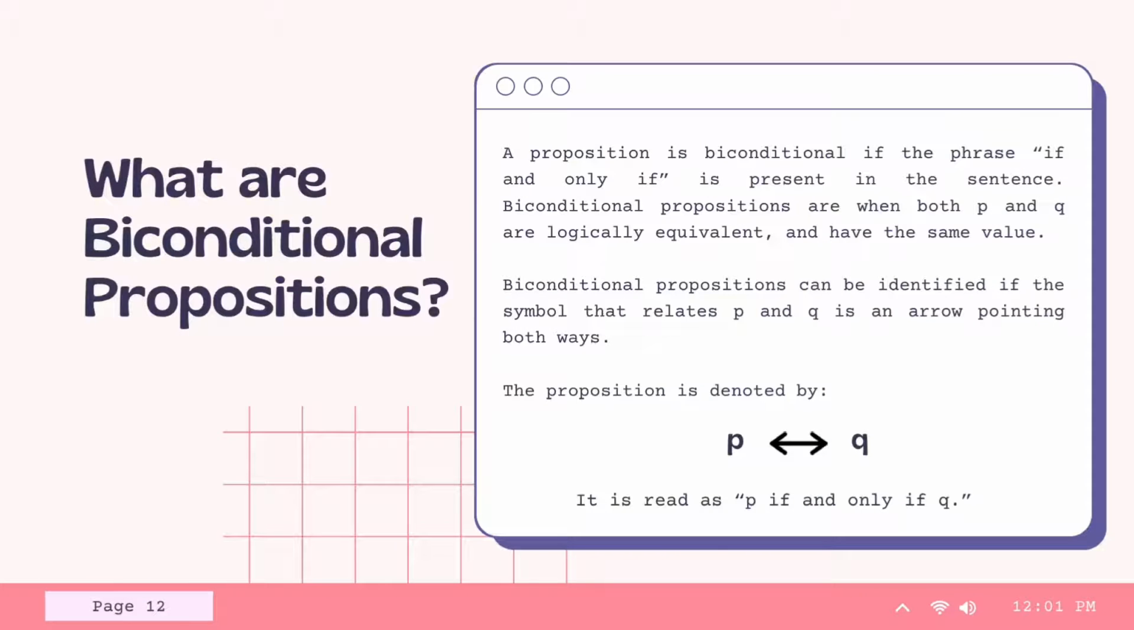Let us move on to the other type of compound proposition that we'll be discussing today. A proposition is a biconditional if the phrase "if and only if" is present in the sentence. Biconditional propositions are when both P and Q are logically equivalent and have the same value. Biconditional propositions can be identified if the symbol that relates P and Q is an arrow pointing both ways. The proposition is also denoted by the equation right here. It reads as "P if and only if Q."